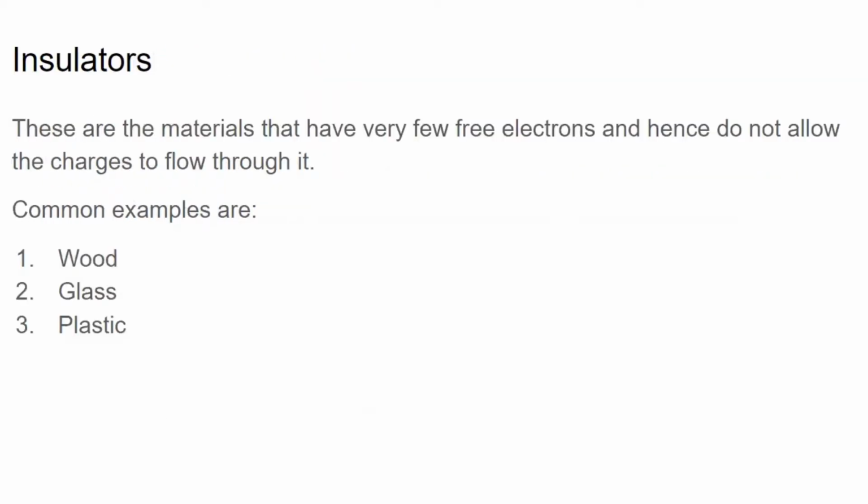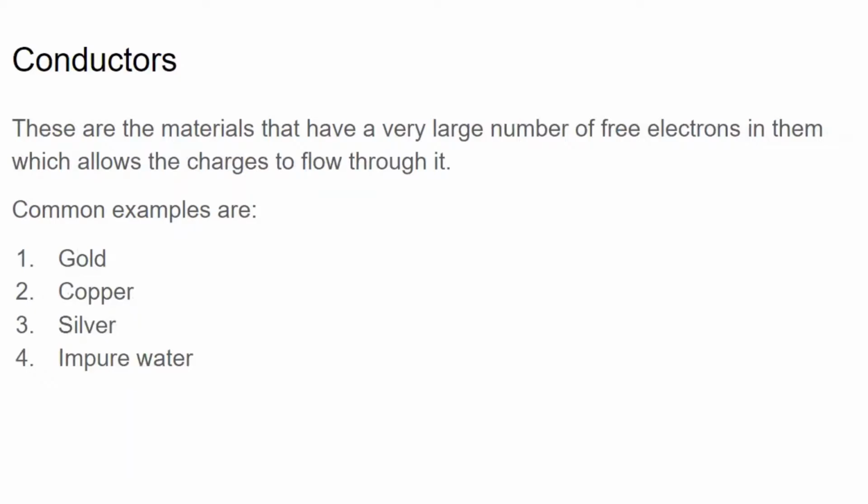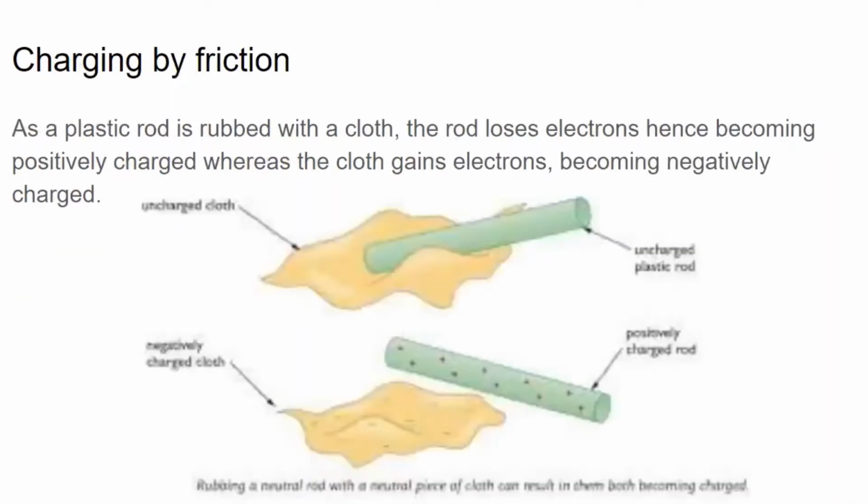Next, we need to know the definition of insulators. Insulators are materials that have very few free electrons and hence do not allow the charges to flow through them. Common examples of insulators are wood, glass, plastic. Conductors are materials that have a large number of free electrons in them, which allow the charges to flow through them. Common examples are gold, copper, silver, basically most of your metals, and impure water.